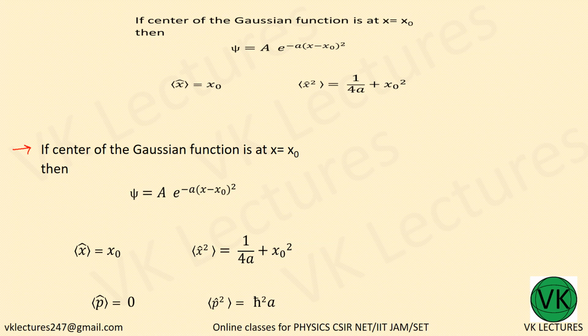If the center of the Gaussian function is at x = x0, then you can write the wave function as psi = A e^(-a(x - x0)²). So here x0 is called the center. Then the expectation of x equals x0, and the expectation of p will remain 0. The expectation of x² will be 1/(4a) plus x0². The expectation of p² will be ħ²a.